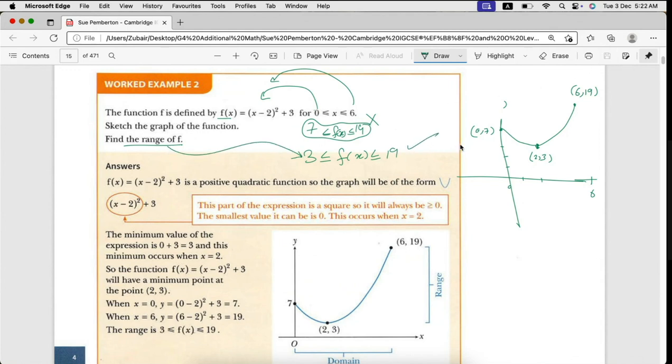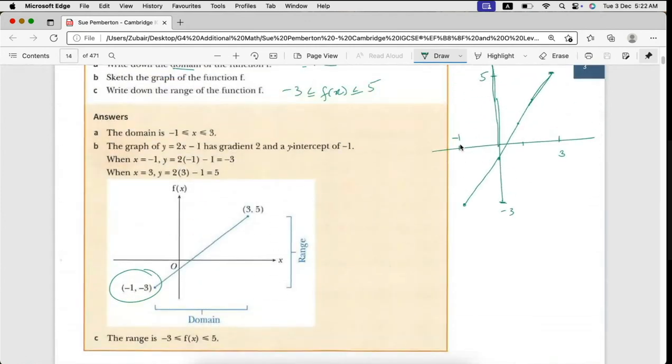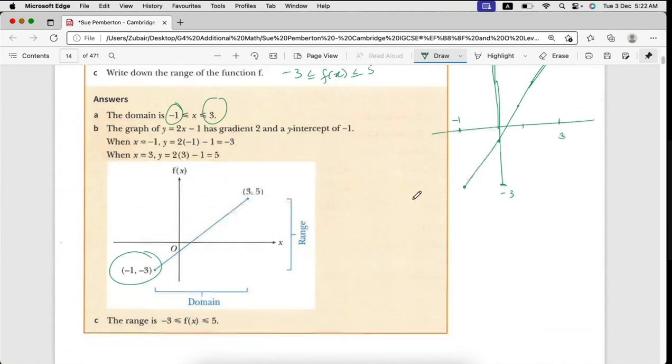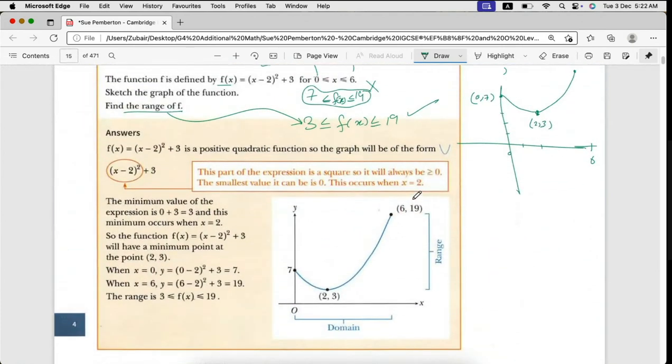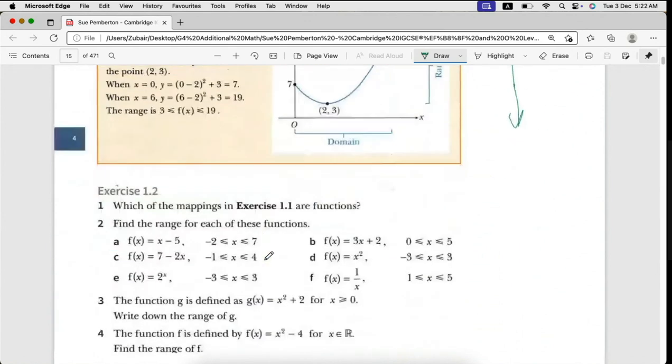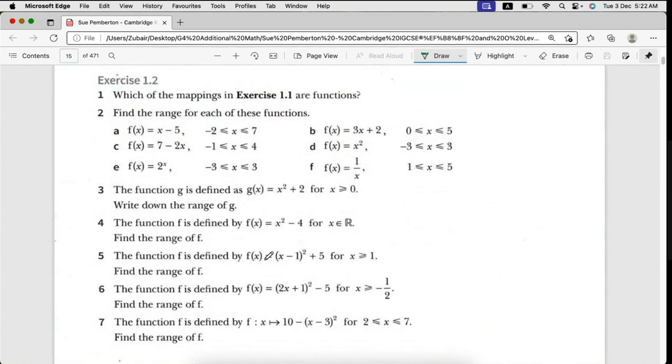Whereas this is not an issue in a linear graph. We just substitute the lowest value of x and the highest value of x and we'll get the correct range. So basically, it's from the lowest value to the highest. So that would be 3 and 19, right? Yes, that is the spread in which the graph is present. Okay.